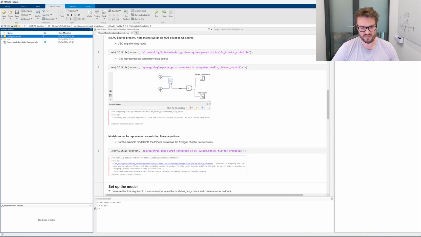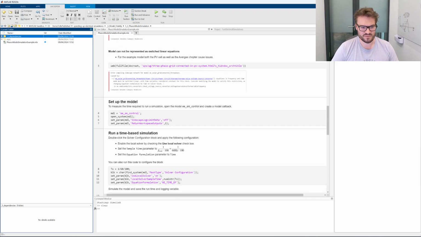Moreover, there are some components which cannot be transferred into a switched linear equation, which also will prevent the internal Simscape solver from using the phasor representation of frequency and time, as we call it. This will be indicated by an error message, and then in this case you have to stick to the classic time or EMT simulation. These commands will take you to the parts of our documentation for these components or examples that unfortunately do not work in phasor mode.